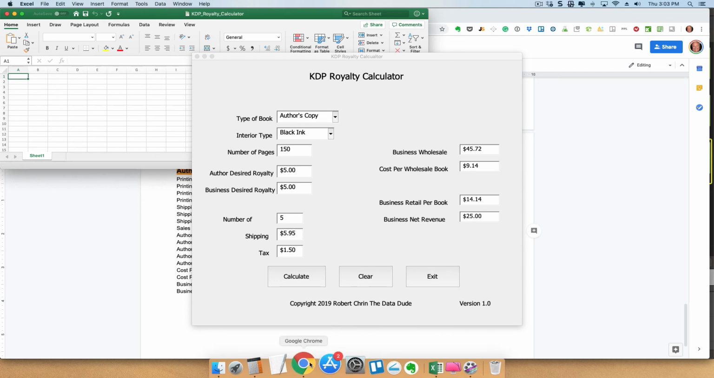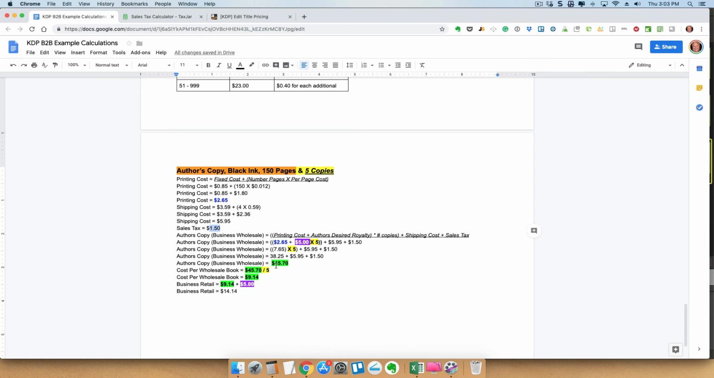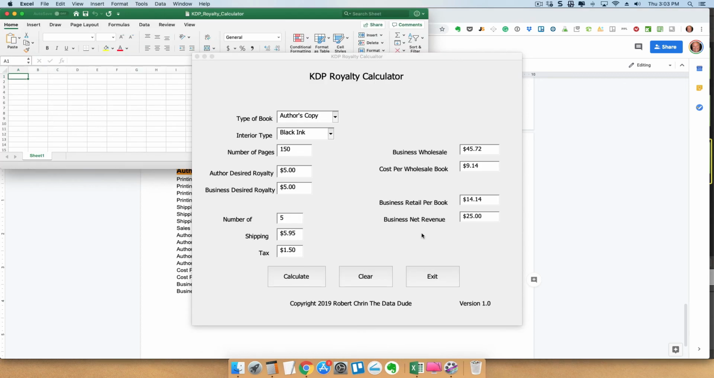So if we go back to the original, the calculator says $45.72. Again, slight rounding error, but that's what you're charging them. That includes everything in there for 5 copies, and their cost wholesale wise is $9.14. And if they wanted to make $5, they would charge $14.14. And that's what the calculator is telling you here. $14.14, $9.14, $45.72. So all done for you. You don't have to do it. Makes life so much easier. I was sweating there for a while.